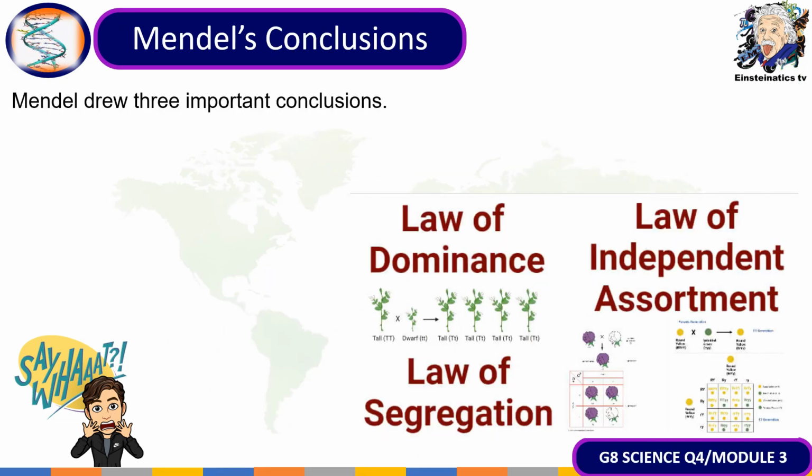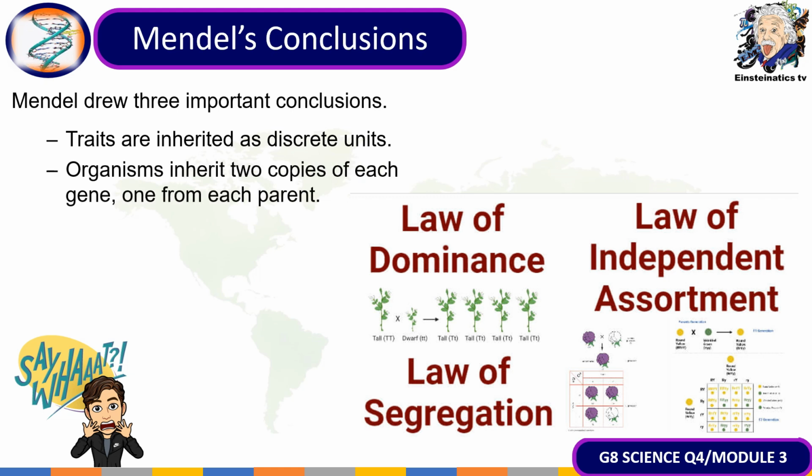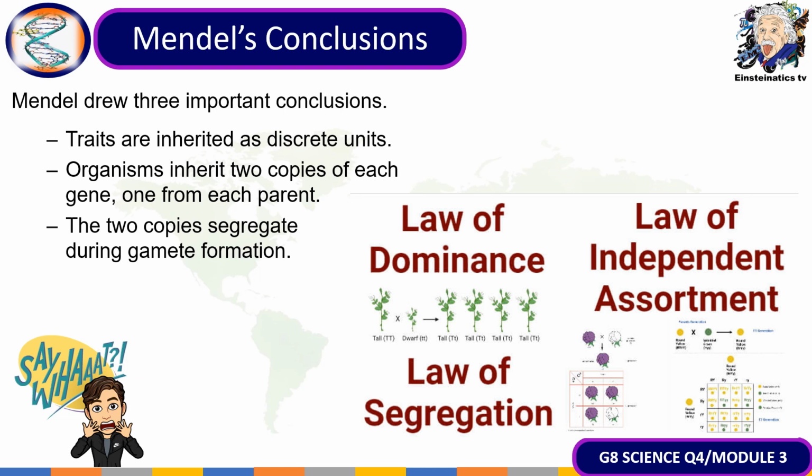From his experiment, Mendel drew 3 important conclusions. Yung una, that traits are inherited as discrete units. Yung ikalawa naman is that yung mga organisms inherit 2 copies of each gene, 1 from each parent. So yung katlo naman, the 2 copies segregate during gamete formation.